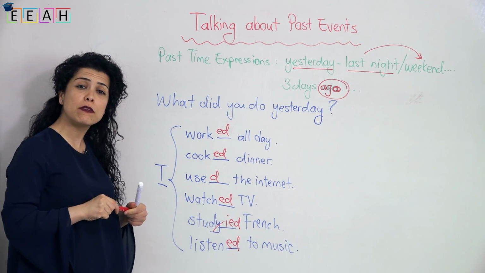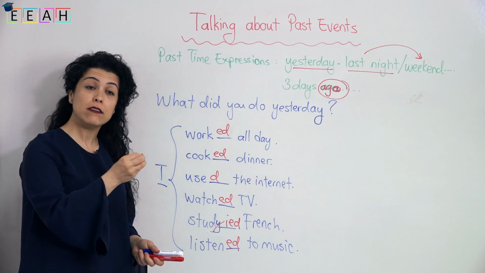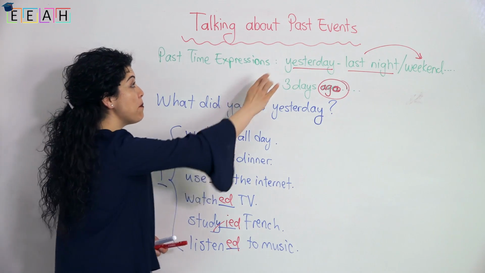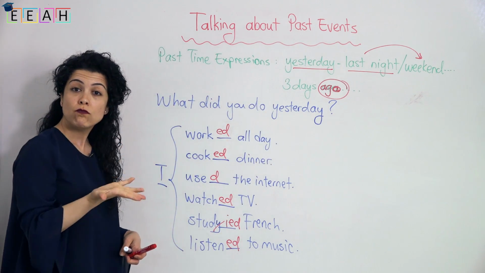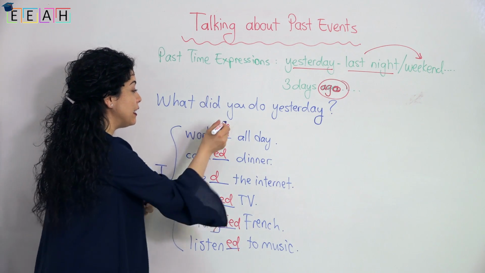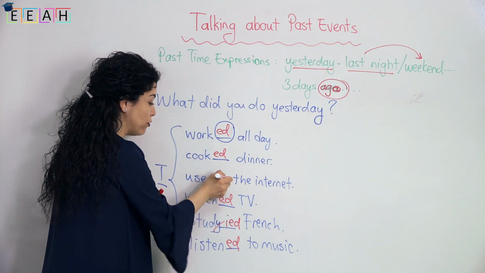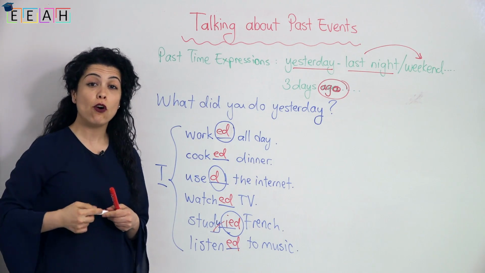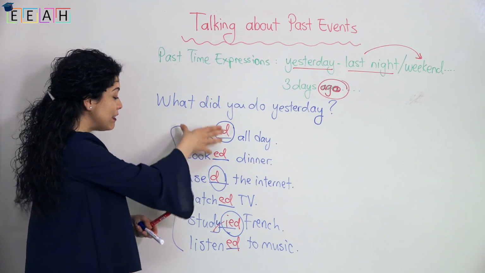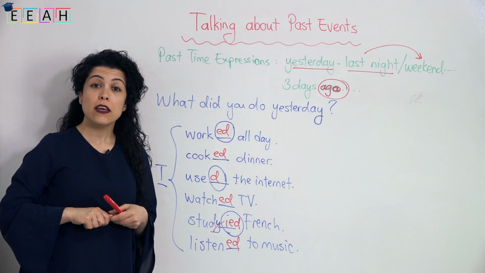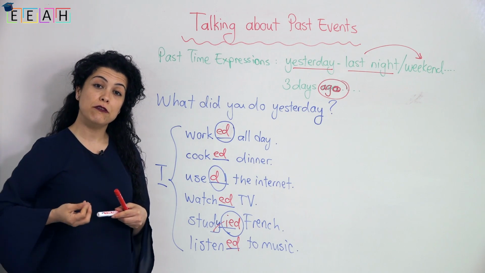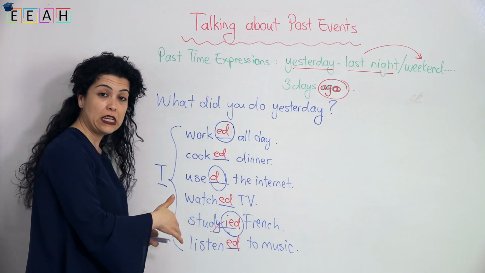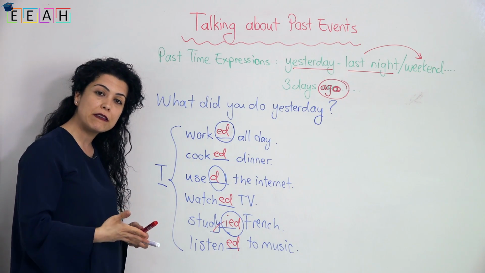Look at the verbs. There is something I added right to the end of the verb. So if you're talking about the past, you need to add an ed or d or ied to the end of the verb. So this is actually about the regular verbs. So some verbs go with d, ed or ied in the past.